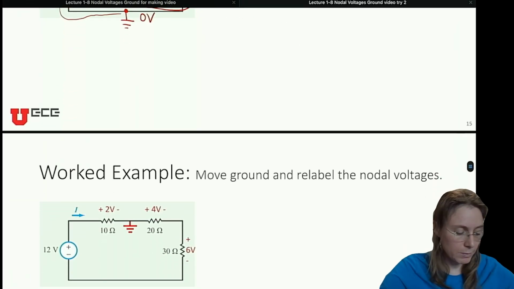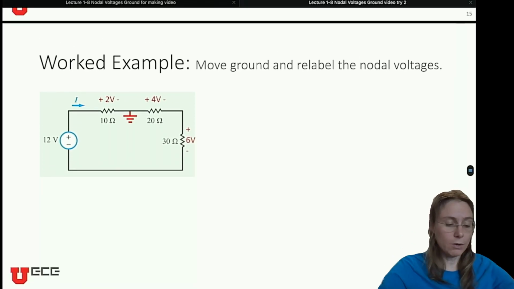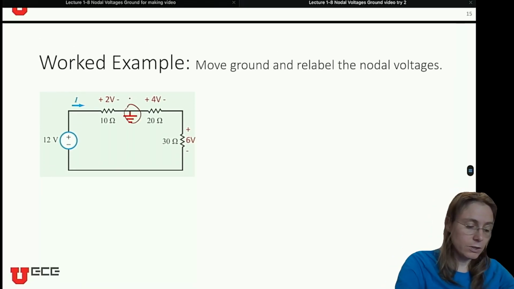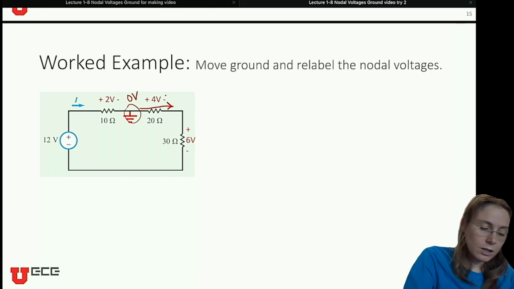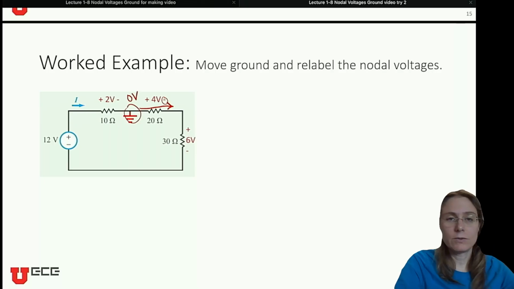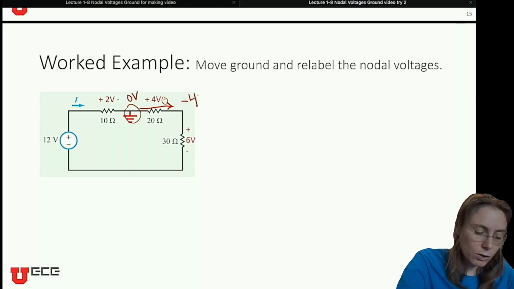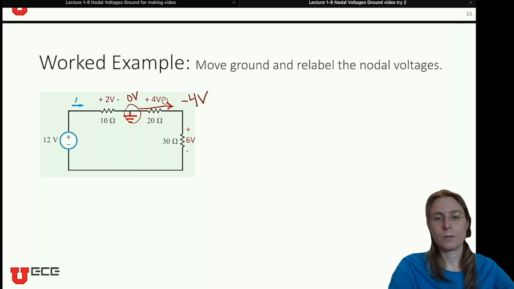Let's do this one more time now, but let's move the ground. So now I've put the ground up here. So this is 0 volts. Tracing through this way, climb out the negative side with that voltage difference. So this must be negative 4 volts over here. Notice now by moving that ground, I have negative voltages in my nodal voltages in my circuit.